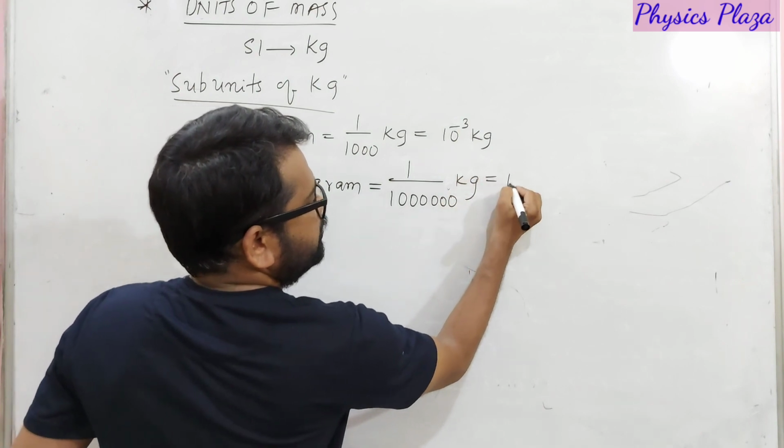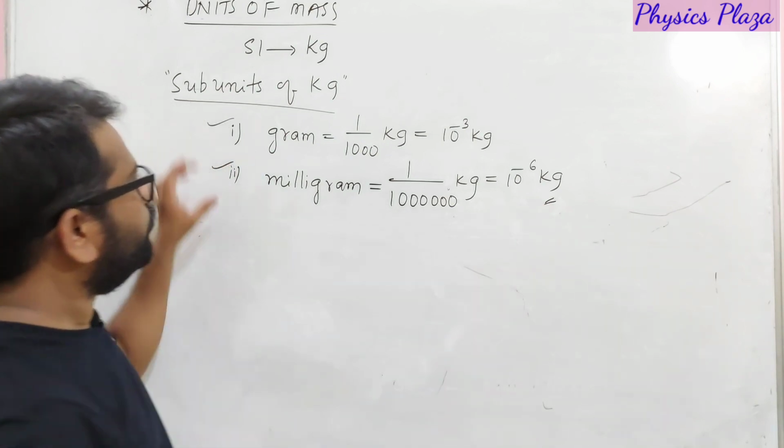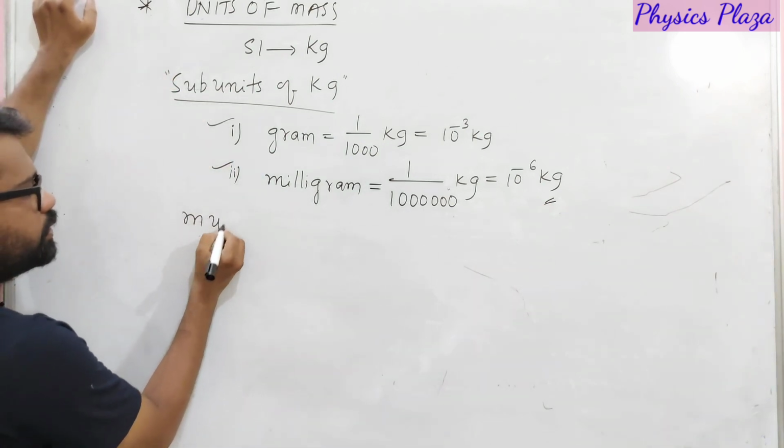So this can be written as 10 power minus 6 kg. So these are the two subunits of kg. Now we will use multiple units of kg.